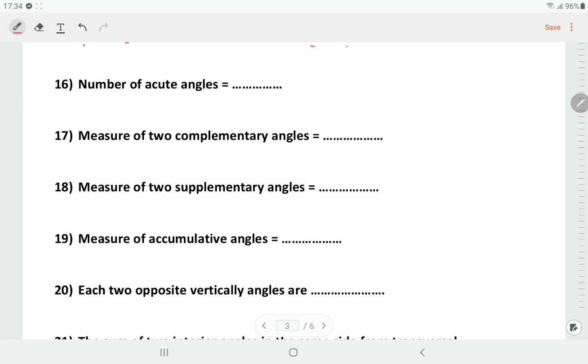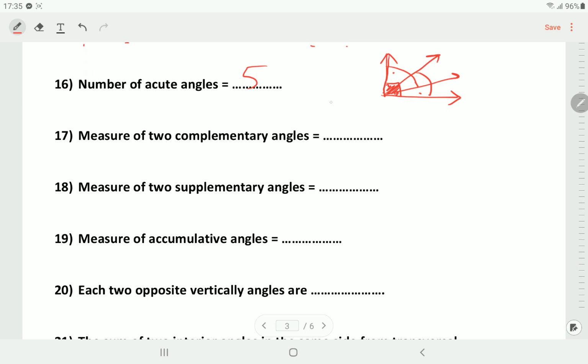Number of acute angles in this figure. If you have this figure, can you tell me the number of acute angles? But you must know this angle is a right angle. Then we have 1, 2, 3, 4, 5. We have 5 angles here.